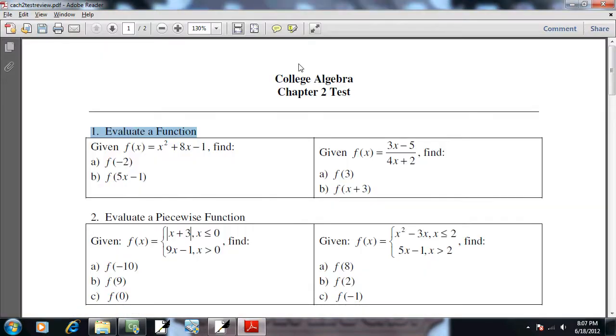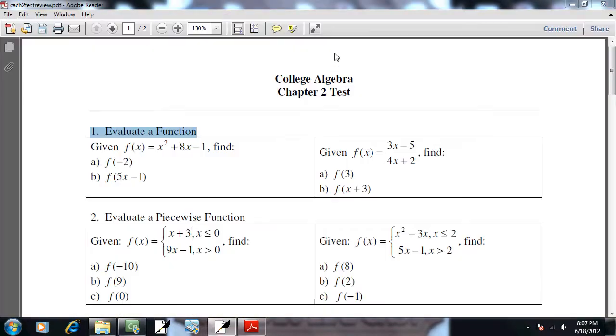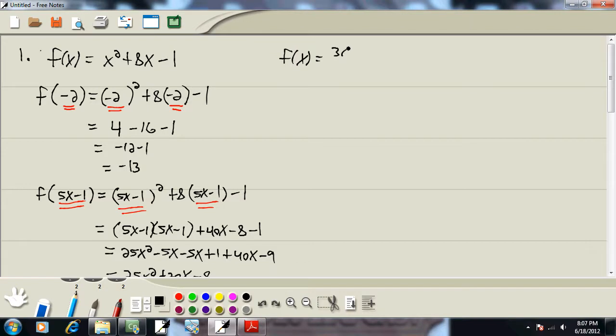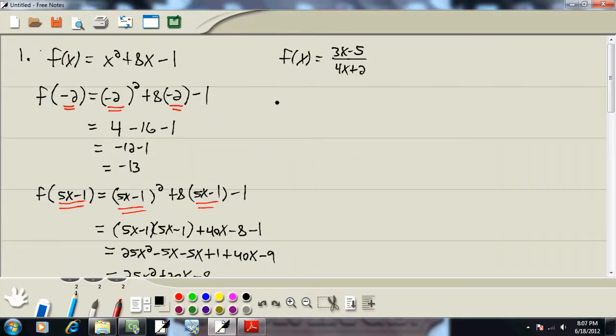Now, second problem we had: f of x is equal to 3x minus 5 over 4x plus 2. First thing we're going to find, part A. I guess this is A and this is B here. Want to find f of 3.